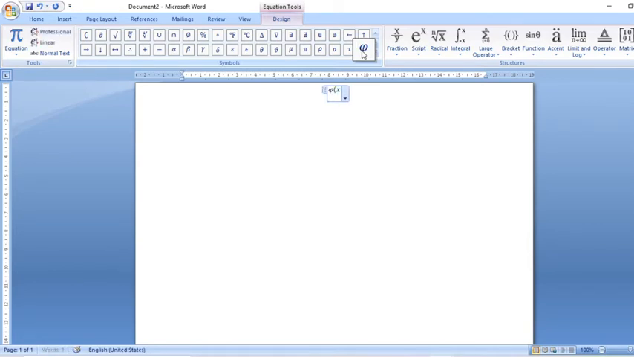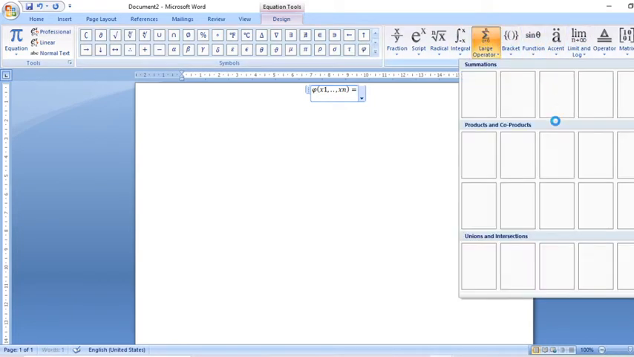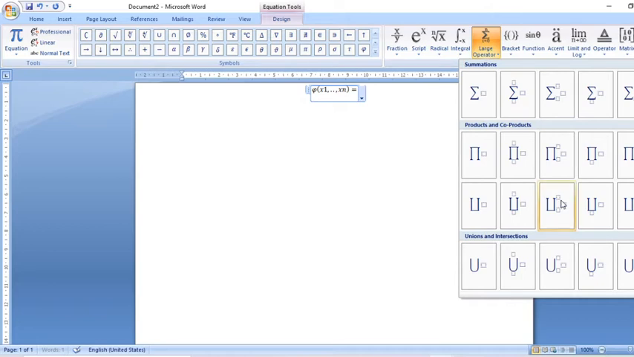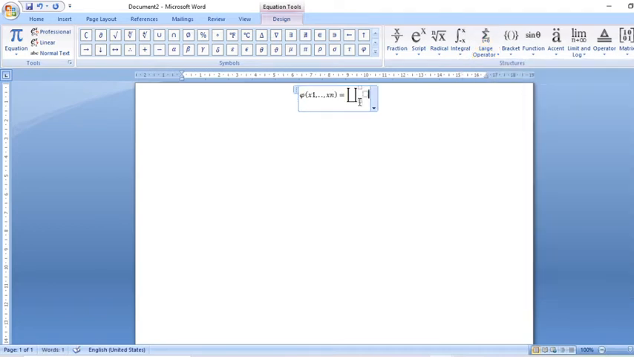What is phi of x? Phi of x1, comma, etc., xn, equal to union. We could write the structure function of the system in terms of minimal paths and minimal cuts. So if we consider the minimal path structure, the structure function can be written like this.